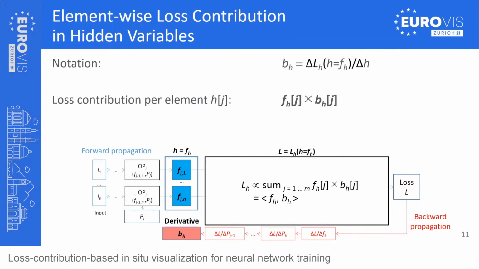To simplify the notation, hereafter we use bh as a backward propagated derivative at h, while fh is a forward propagated value. Then, for each element in h, its loss contribution will be its forward propagated value times the backward propagated derivative.